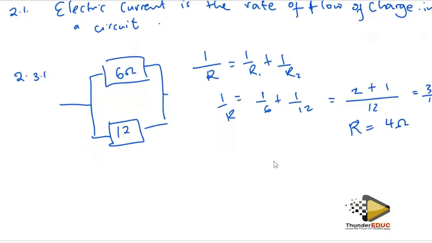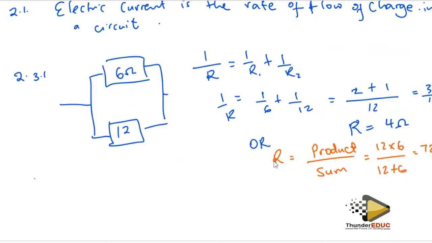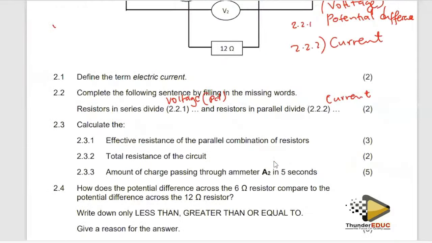What I usually prefer using is that for as long as I have two resistors that are in parallel, my effective resistance would be the product of the two resistors divided by the sum of the two resistors. So my product would be 12 times 6 divided by 12 plus 6. So that is 72 over 18, which gives me 4 ohms. So whichever format you use, you'll get the same answer. That is 2.3.1. Then 2.3.2, they want us to calculate the total resistance within the circuit.